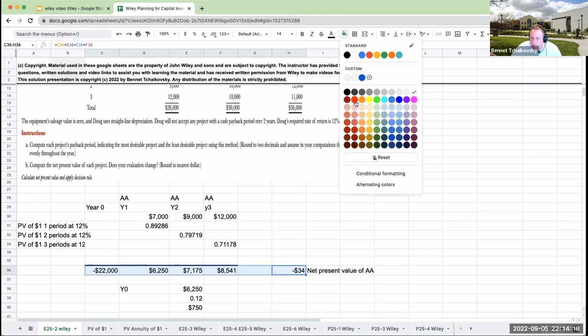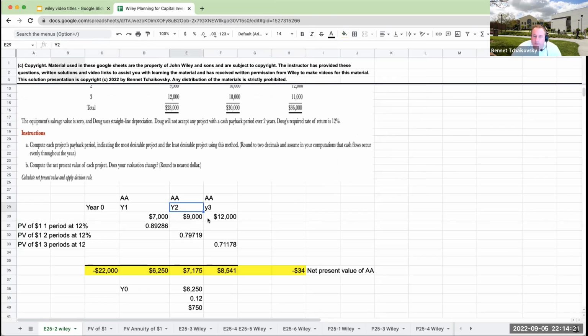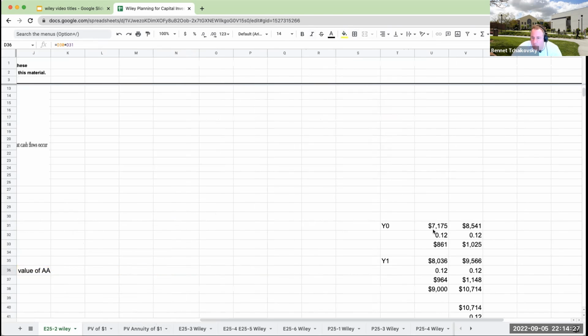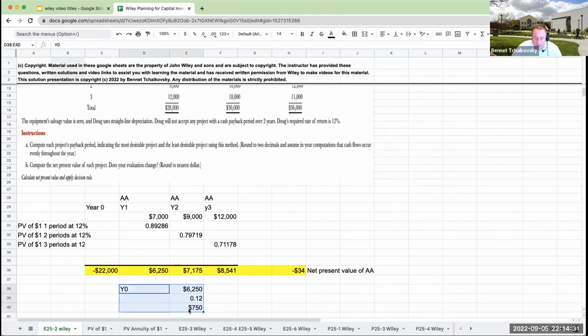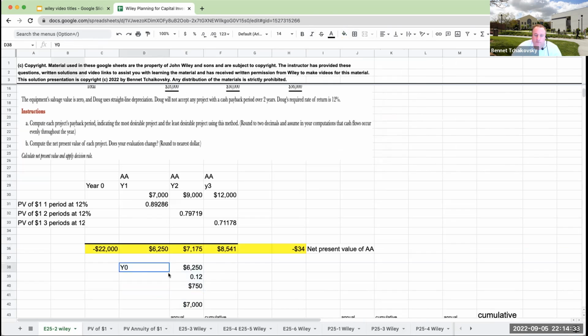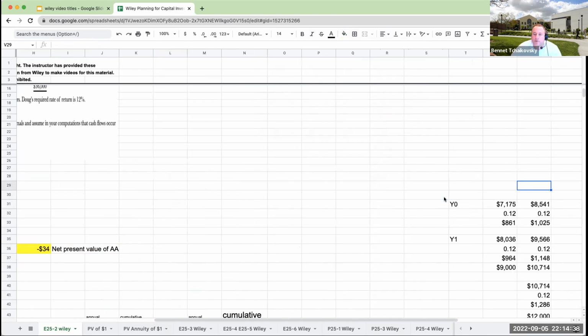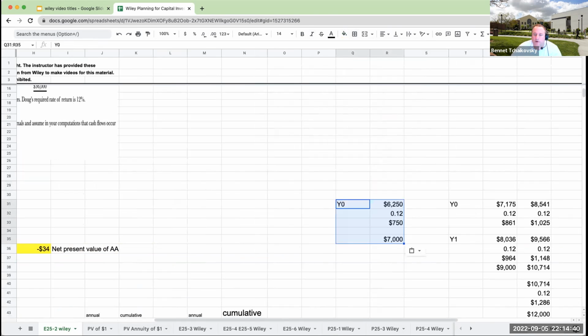And the reason is because now these numbers are future numbers. I've brought these back to today. How do I know that they're right? Well, if I'm showing you over here how they're being invested and how they're growing, that's where we're getting those numbers from.